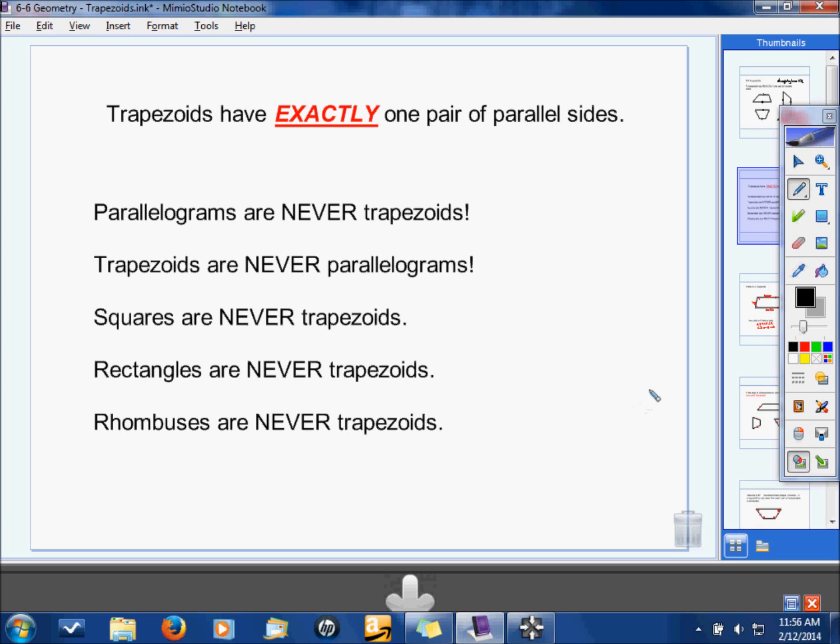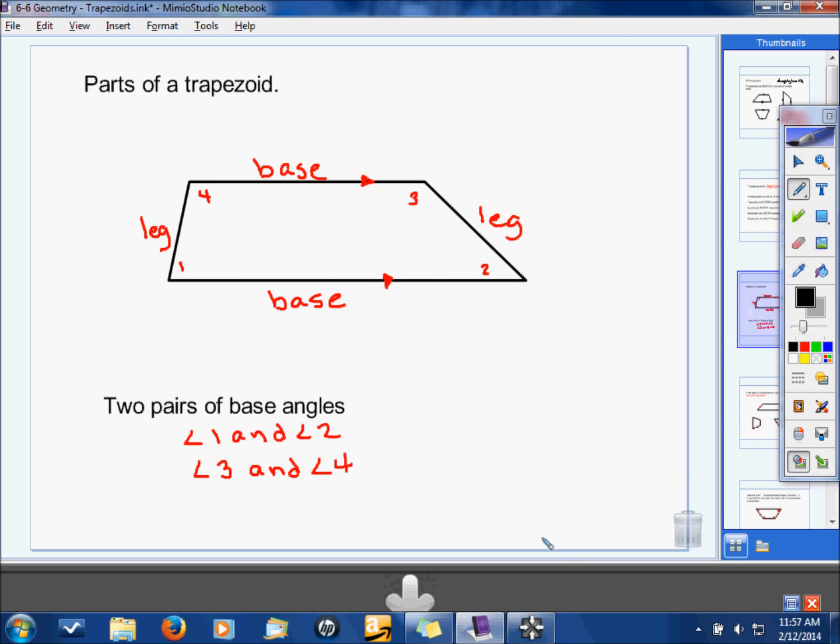Is there any symbol for trapezoid? There isn't really a symbol for trapezoid, no. So we just would say trapezoid ABCD. Okay. So let's take a look at this one. There are parts of a trapezoid. The two parallel sides are called bases, and the two non-parallel sides are called legs. So you have two bases and two legs.